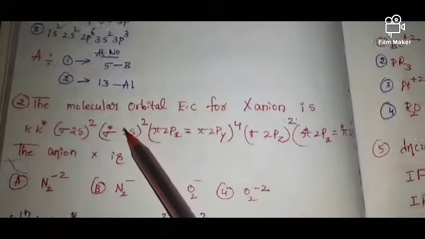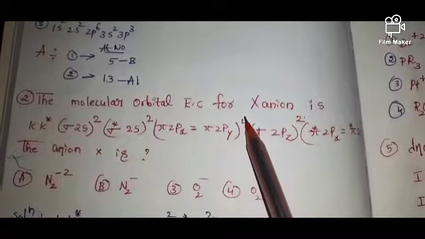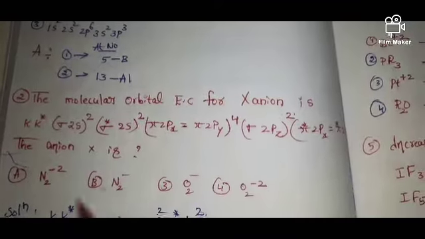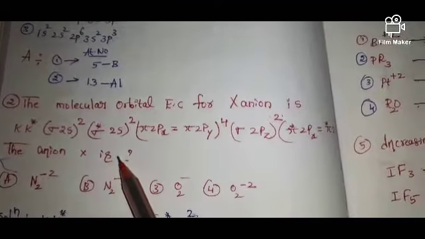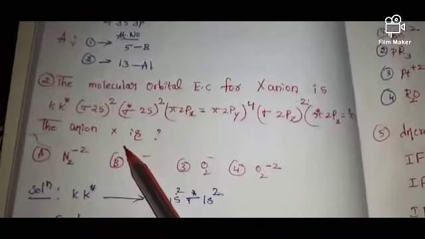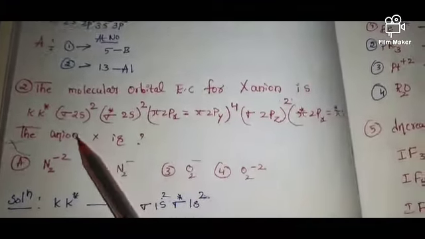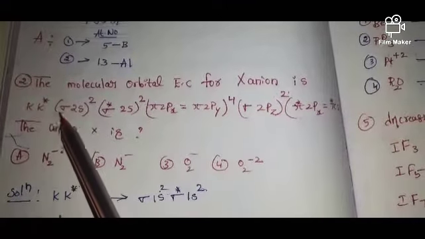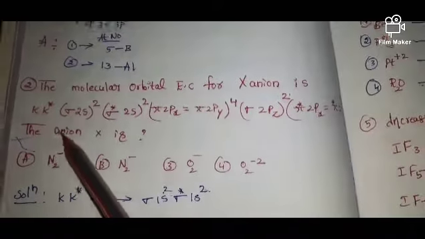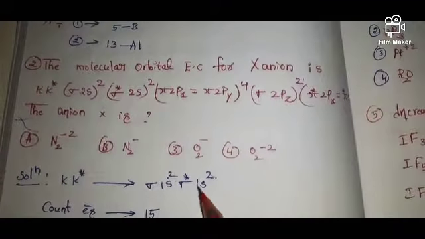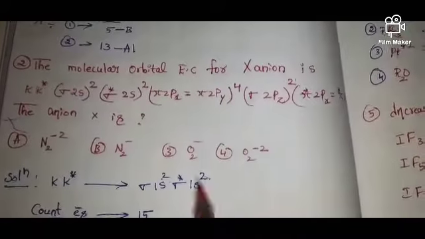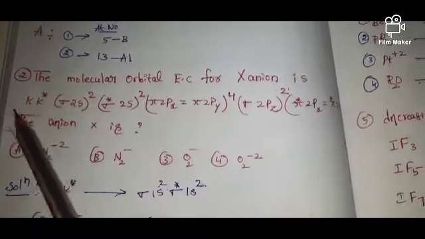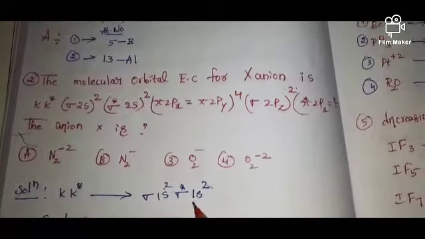The molecular orbital electronic configuration for the X anion is given, and here we have to find the anion X. Let us see the solution. Before starting, we should know one thing: K star, or we can say K ash, means sigma 1s2 and sigma star 1s2. This we have to know. If we know this, then it is very easy for us to solve this.